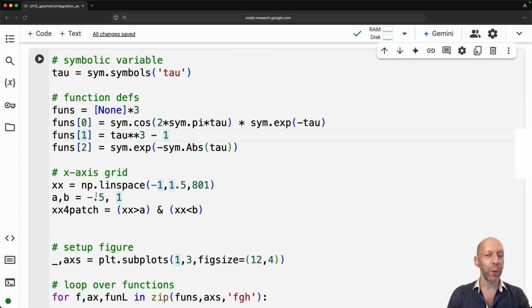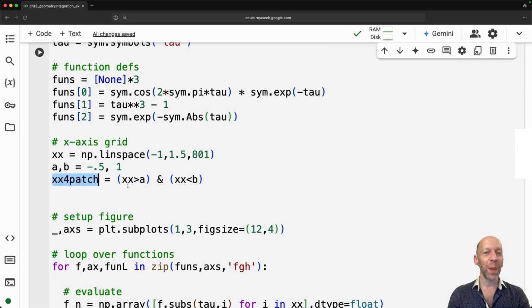Okay, anyway, here I'm creating the x-axis grid. I guess I could have called this the tau axis grid. And here is where I specified the bounds, and this is the x-axis values or tau axis values that I'm going to use to draw in the patches for each of the intervals for the 3 different functions.